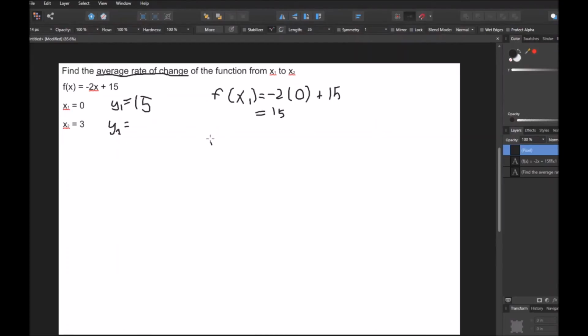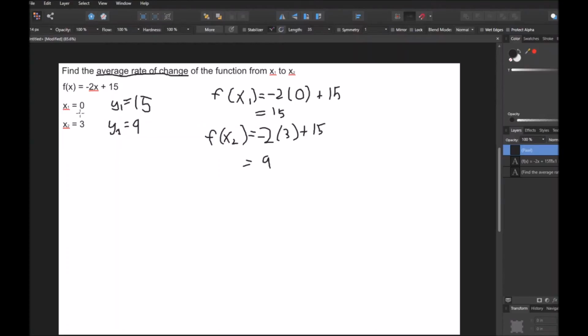Now we're going to do the same thing with y2, or x2 rather. So you can write f of x2, or you can write f of 3, and you're going to want to replace all the x's in the equation with 3. So negative 2 times 3 plus 15. Negative 2 times 3 is negative 6, and 15 minus 6, which you can rewrite it as, is 9. So that's 9 right there.